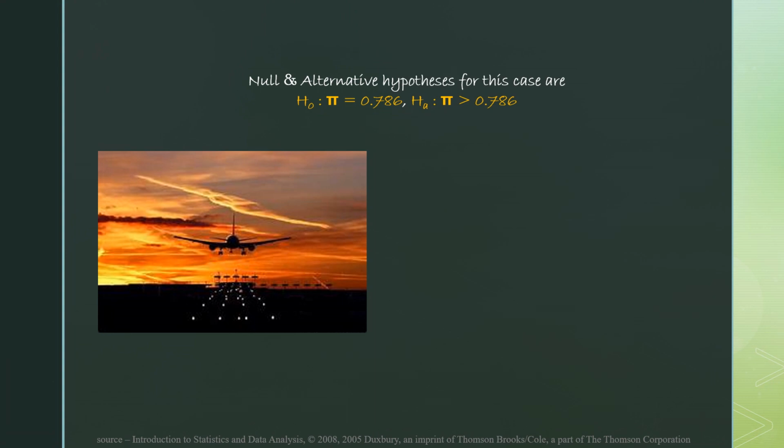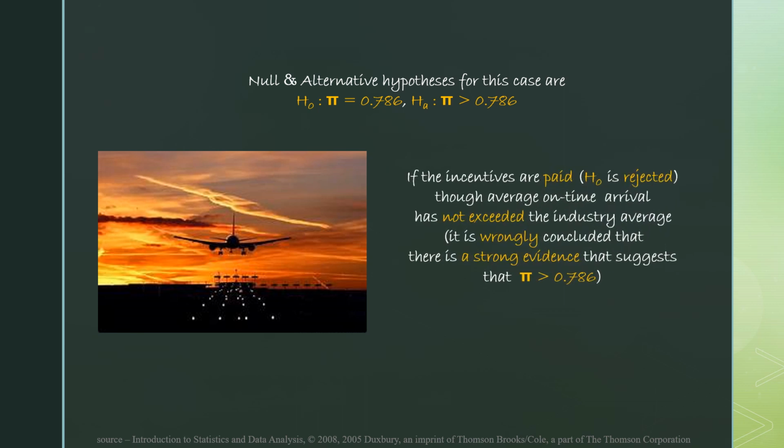Null and alternative hypotheses for this case are H0, that is pi equals 0.786, and HA, that is pi is greater than 0.786. If the incentives are paid, that is H0 is rejected, though average on-time arrival has not exceeded the industry average. That is, it is wrongly concluded that there is strong evidence that suggests that pi is greater than 0.786. Then type 1 error is said to have occurred.